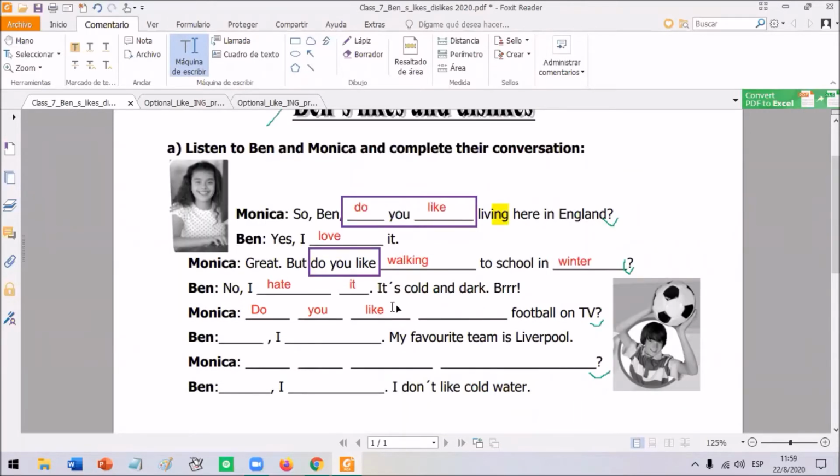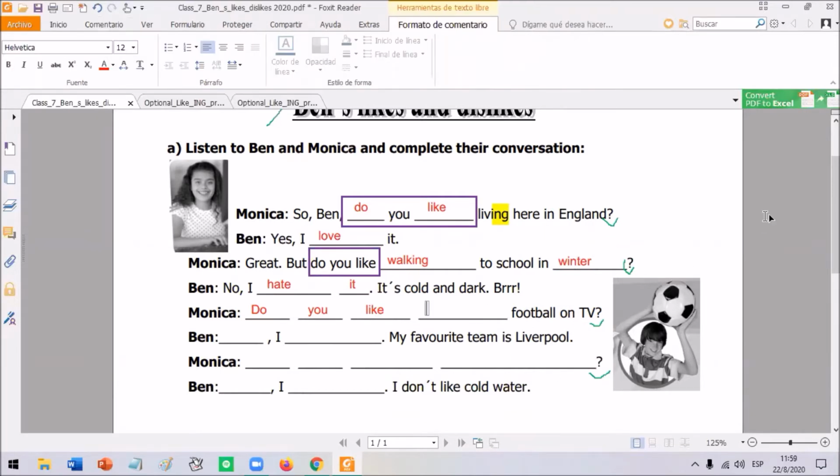But what's the action now? Do you like football on TV? It's not playing. No es que Ben juega al fútbol en la tele, no es un jugador profesional, no, es un niño. So what does he do with football on TV? Right, we watch football on TV, but here we need to say watching. Do you like watching football on TV? Okay, watching with ing because it is after like. Let's see the answer now.